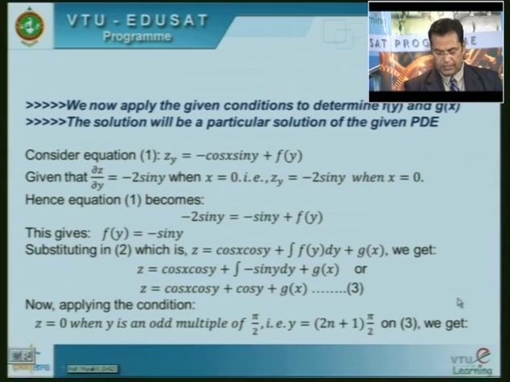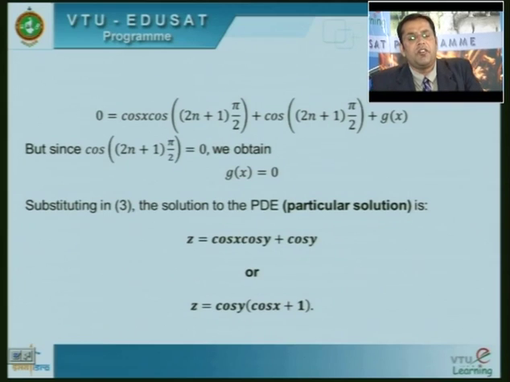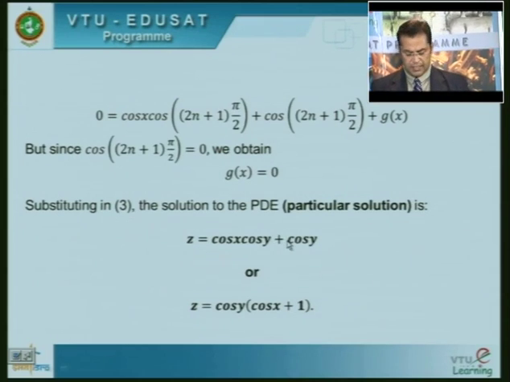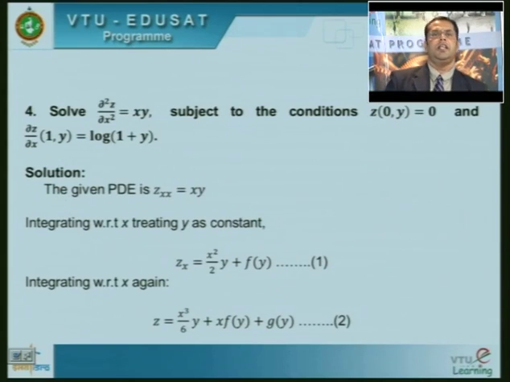So, what you should notice here friends is that in the final solution you do not find any of the arbitrary functions that were assumed in the solution. Both these functions have been determined using the given conditions. So, finally you get a particular solution to the PDE in the form z equal to, take cos y common in these two terms, cos y into (cos x plus 1). Let us move on to the next example, which will illustrate a similar type of solution.